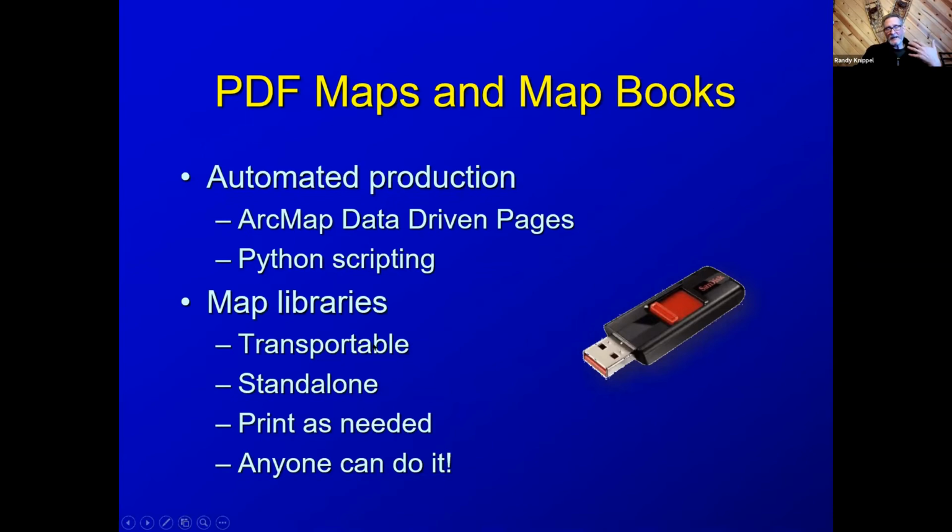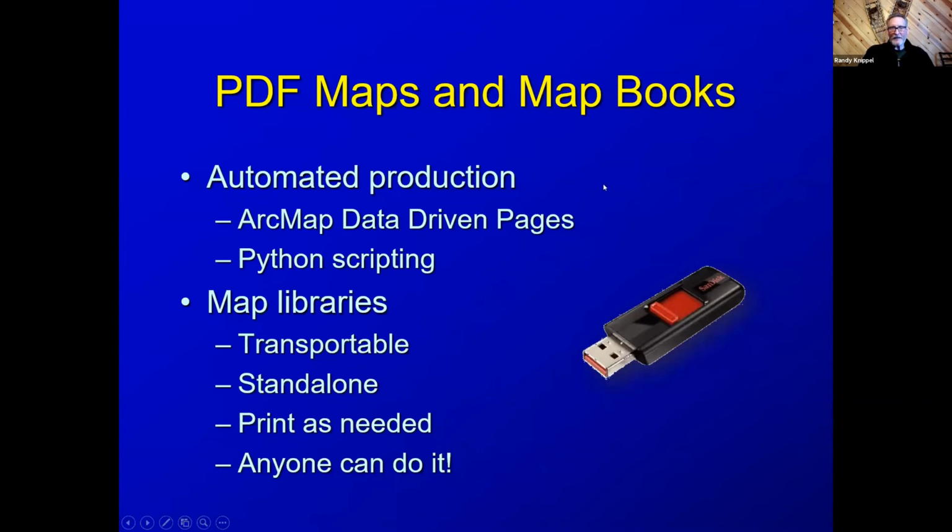So we get these libraries of maps, and there are thousands of PDF files in these map libraries, but they're all numbered logically. You look at the name of a file and it represents the coordinates of the lower left corner. And not only that, if it's 2 digits, you know it's a 10,000 meter square. If it's 4 digits, you know it's a 1,000 meter square. So it gives you these map libraries that are transportable, standalone. You don't need any special software other than an Adobe Acrobat reader. You can print as needed and anybody can do it.